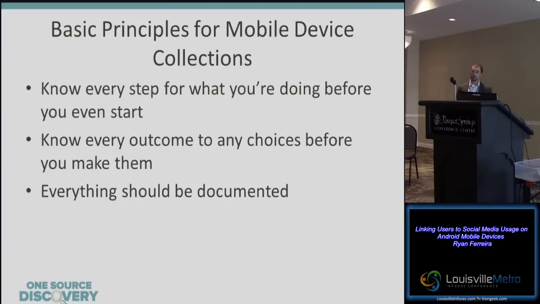It's also important to know the outcome to any choices that you're going to be making. So basically you want to make some sort of tree when you're going into it. Basically say, if I choose this, then this. If encryption is enabled, then what are my options? If this type of password is enabled, what are my options? That can help along the process. And lastly, everything should be documented. This applies for all digital forensics, but I want to mention this especially for mobile device forensics too.